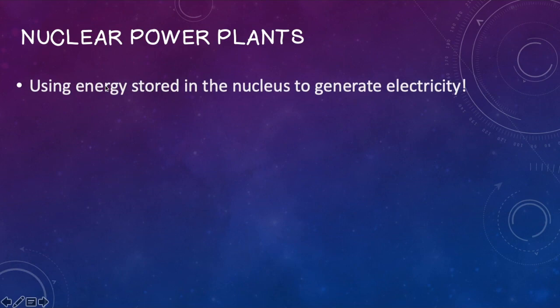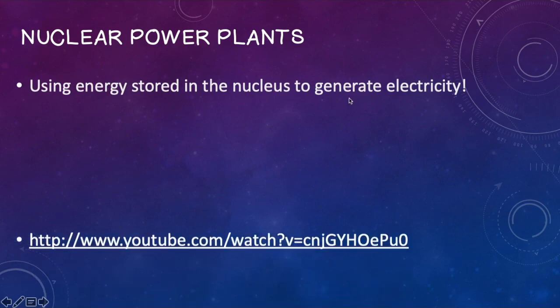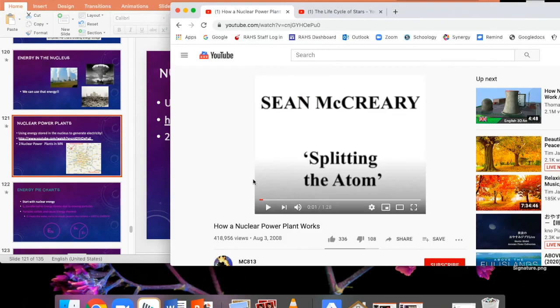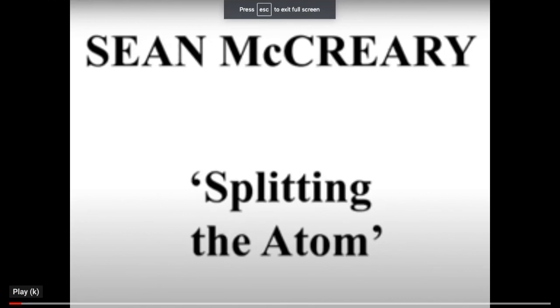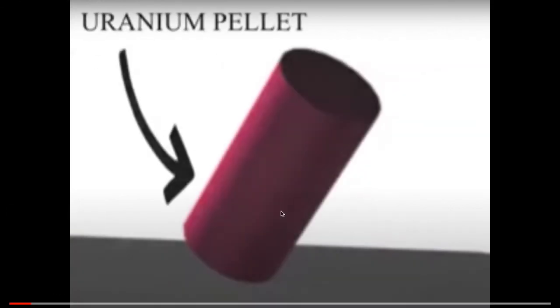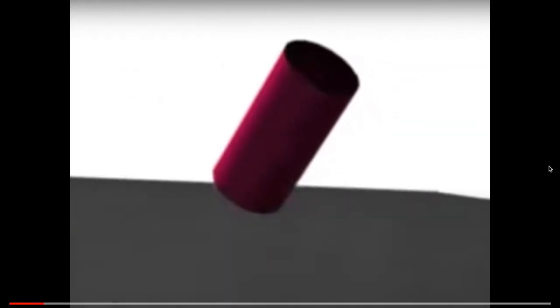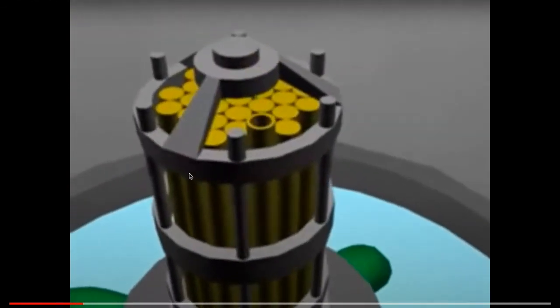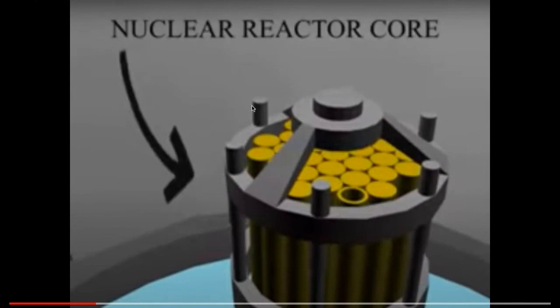So if we use the energy stored in the nucleus, we can actually generate electricity. And I want to show you how that happens. It's actually not so complicated that you can't follow along. So let's talk a little bit about how we use fission in a nuclear power plant. So here we go. Here's your uranium pellet, a piece of uranium that gets put in a metal tube kind of. And then a whole bunch of those tubes create a nuclear reactor core.